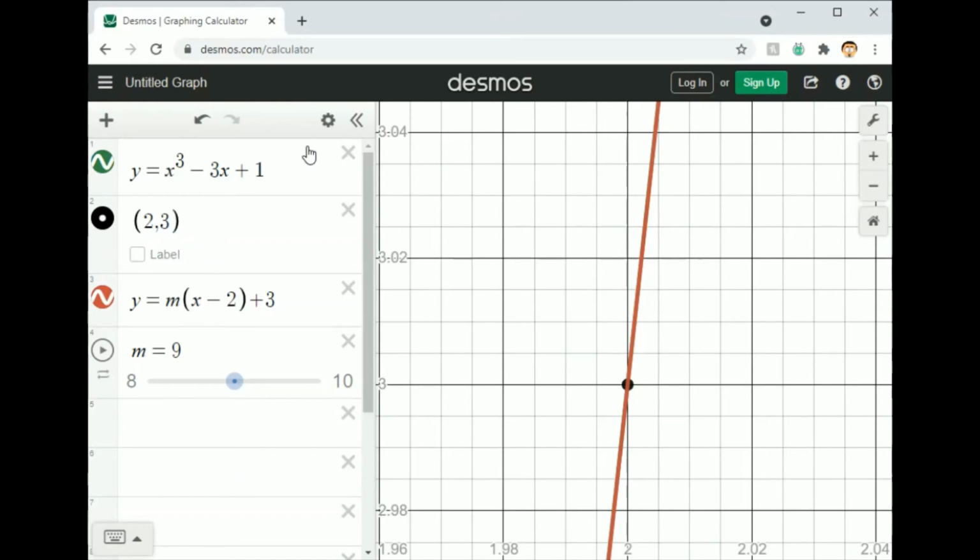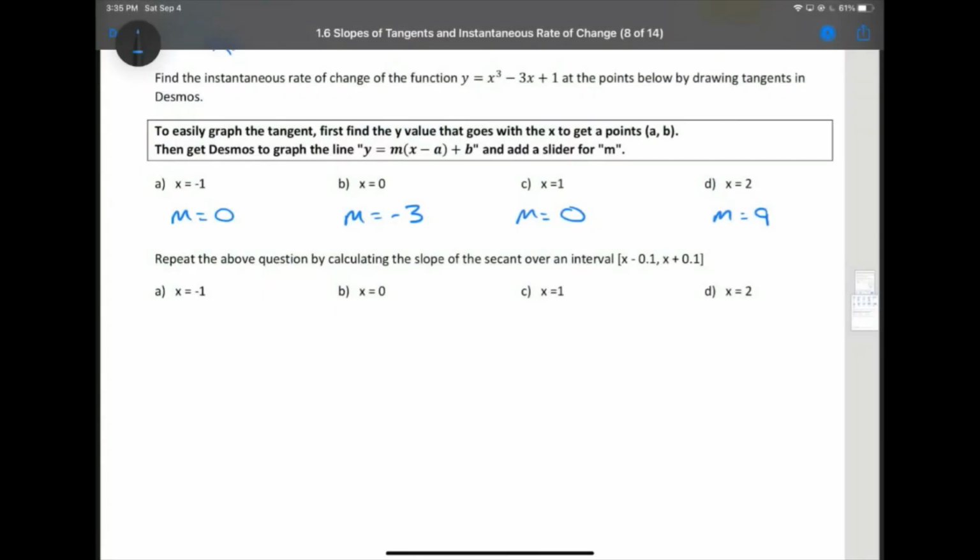All right, I'm going to switch back to our sheet there. You can see I've already filled in the answers that we just got, the slopes at those 4 points. And now the next thing is to do the equation by calculating the slope of the secant between the interval x minus 0.1 and x plus 0.1. So basically we're going to go 0.1 below each point and 0.1 above each point and see what that looks like. Before we actually do that algebraically, I'm just going to go back to the Desmos picture here.